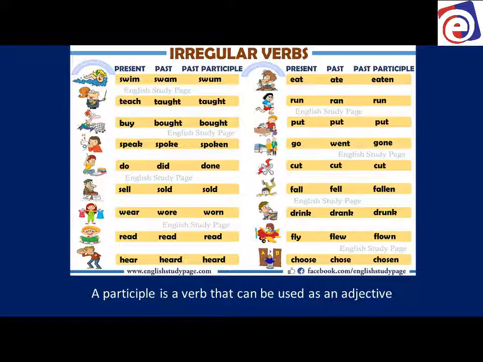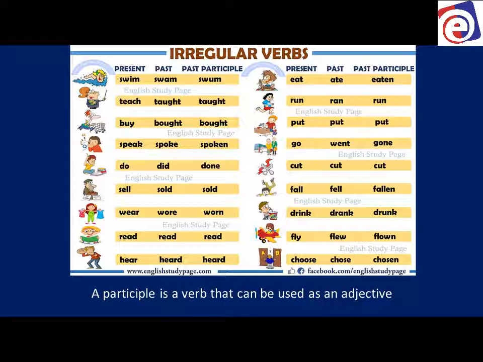Swim, swam. Teach, taught. Buy, bought. I buy breakfast every morning. I bought breakfast this morning. Speak, spoke. Okay. I speak to my mother once a week. I spoke to her last Monday.